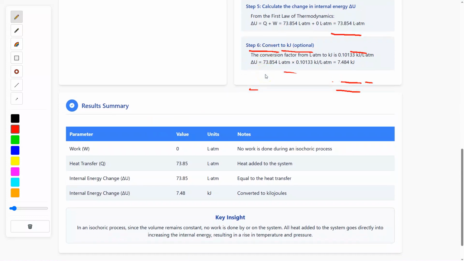So here is the result summary. So work done, W is 0. So no work is done during isochoric process. So V is constant. And then heat transfer Q is 73.85 liter atmosphere. So heat added to the system. Internal energy change del U is nothing but 73.85 liter atmosphere equal to the heat transfer because W is 0. So del U is equal to Q plus W. So W is 0. So del U is equal to Q. Internal energy change del U, in kilojoules 7.48 converted to kilojoules.